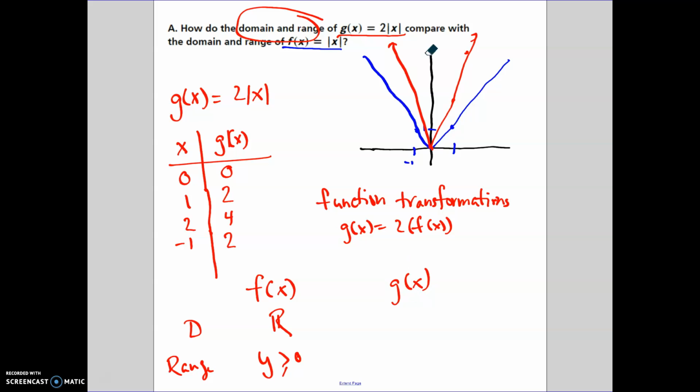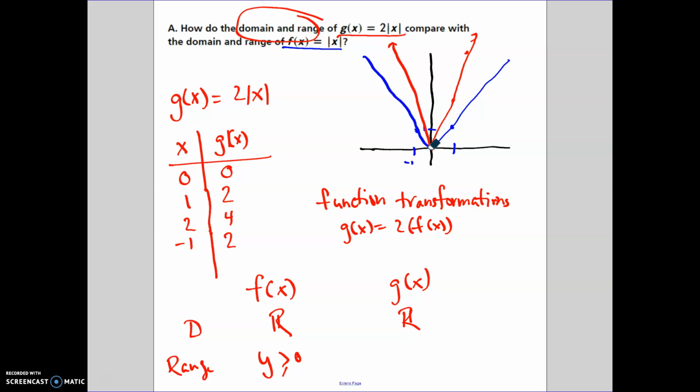Can I still put anything I want in for x? Is there anything in this graph or in my knowledge that makes me believe that I'm going to limit where I can put the x's? And there isn't. There's nothing in there. The domain does not change with a vertical stretch. And how about the range?